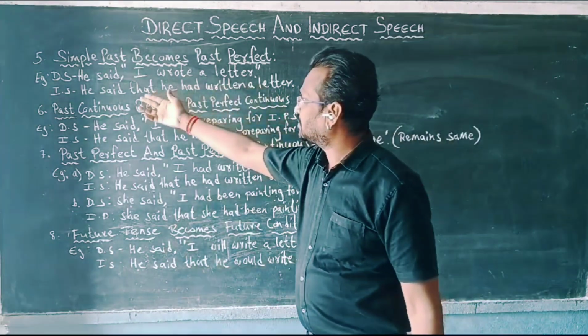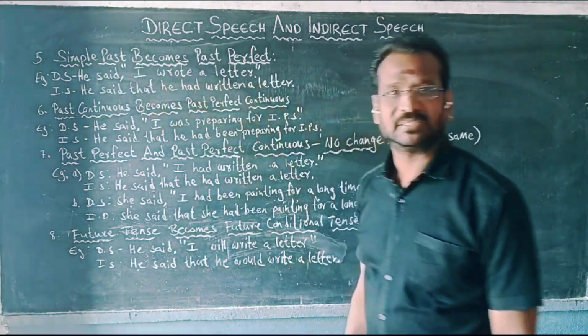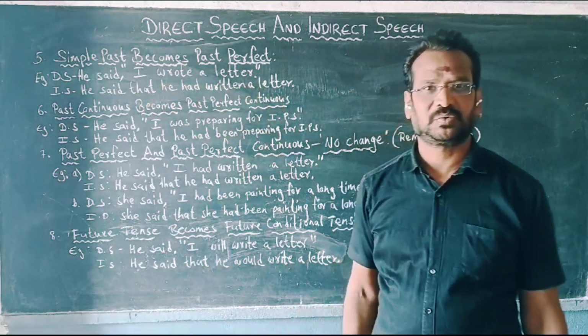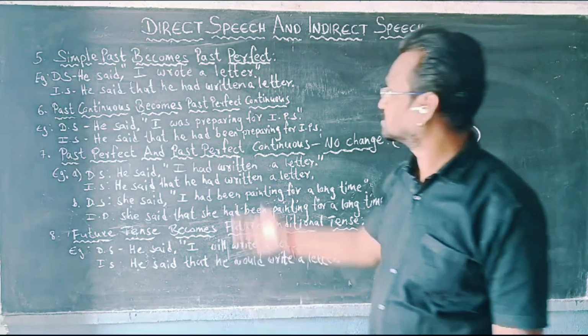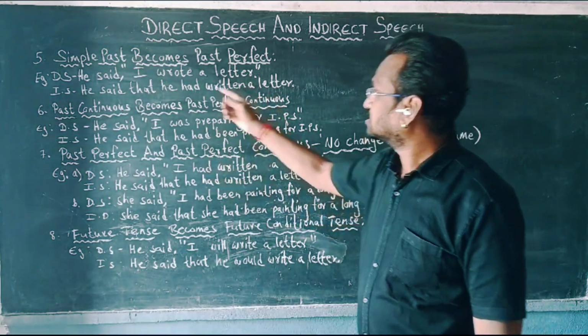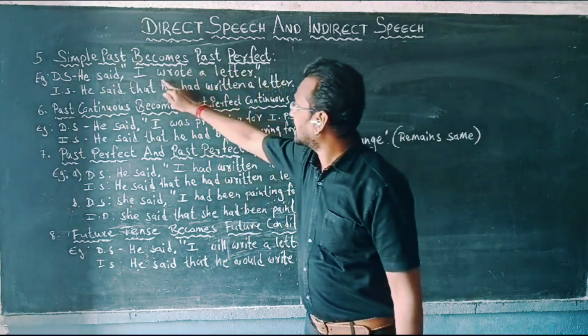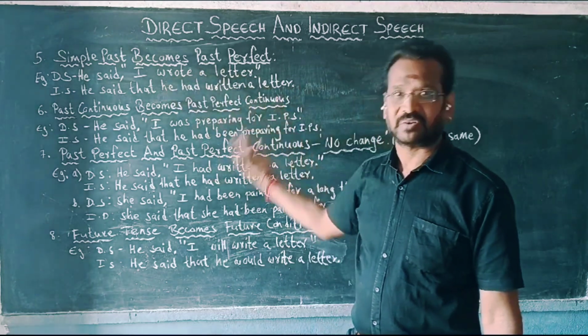So here is an example: he said, "I wrote a letter." "I wrote a letter" is in simple past. When we are changing into indirect speech, it becomes past perfect. So: he said that he had written a letter. "Had written" is past perfect tense.